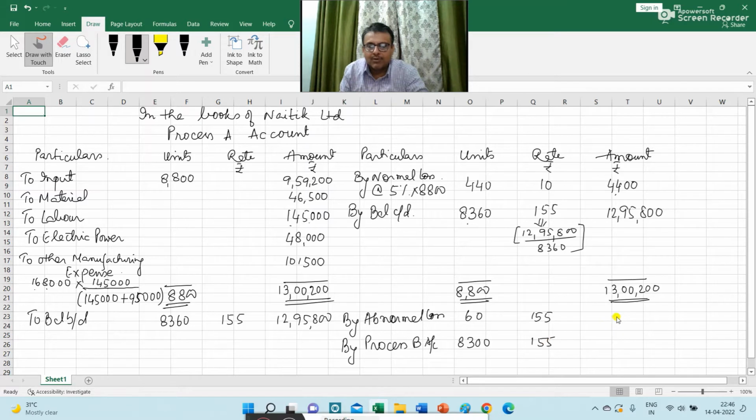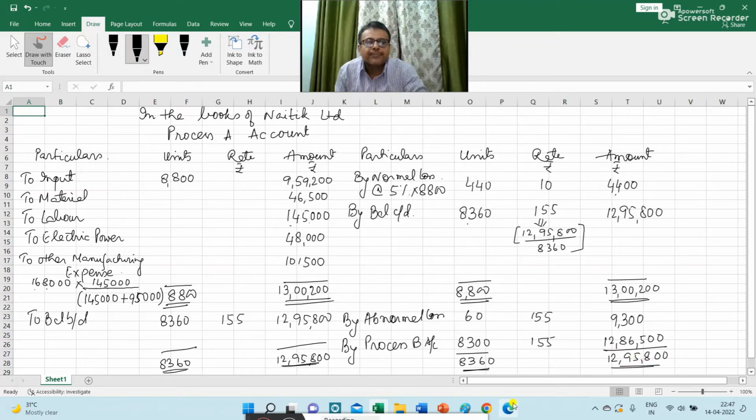So the value of abnormal loss is 9,300, and the value of the finished stock that is transferred to process B account is 12,86,500. So on the debit side I am writing 8,360, and here I am writing 12,95,800. And on the credit side I am writing 8,360 and 12,95,800. So this is the process A account that I have completed.